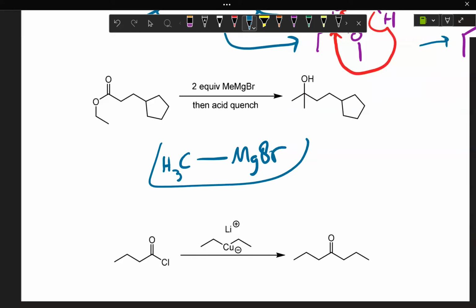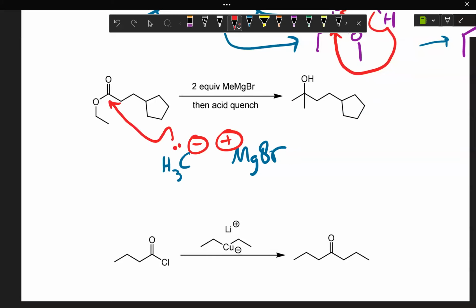If you remember from the metals chapter, this bond right here is an ionic bond. So we can split that and give this carbon a negative charge and the bromine a positive charge. And with this, we can have this strong nucleophile attack the carbonyl and push the electrons onto the oxygen. And draw the result of that.